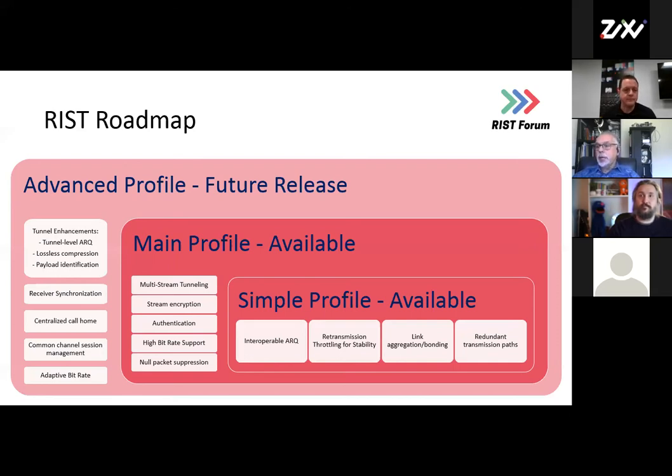So the main thing we're going to do here is tunnel level enhancements, which gives you lossless compression, tunnel level ARQ, so you can use RIST for other protocols. You can use RIST for other things that just go into a tunnel. And we're looking at things like receiver synchronization, where you have a whole bunch of decoders, and you want them to be frame synchronized. Call home, multi-session management, and adaptive bitrate, which is very important, because if the available bitrate drops, you've got to drop as well. Yes, there are solutions in the market today, but this will be interoperable.